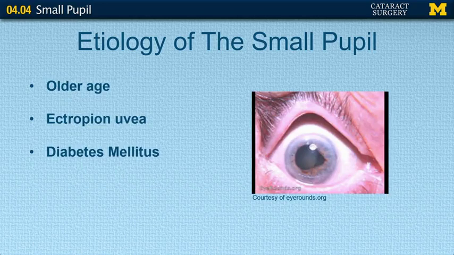Other causes for a small pupil include an older age. In general, older people do not dilate as well. Ectropion uveae, where the pigmented layer of the iris tissue has migrated onto the anterior surface of the iris, and as a result, the pupil just does not dilate very well. And also in diabetic patients, in general, they do not dilate very well either.